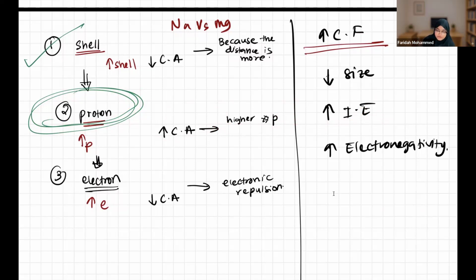Okay, let's try another one. Which one has higher electronegativity, fluorine versus chlorine? Go ahead, everyone. Put it in the chat box.